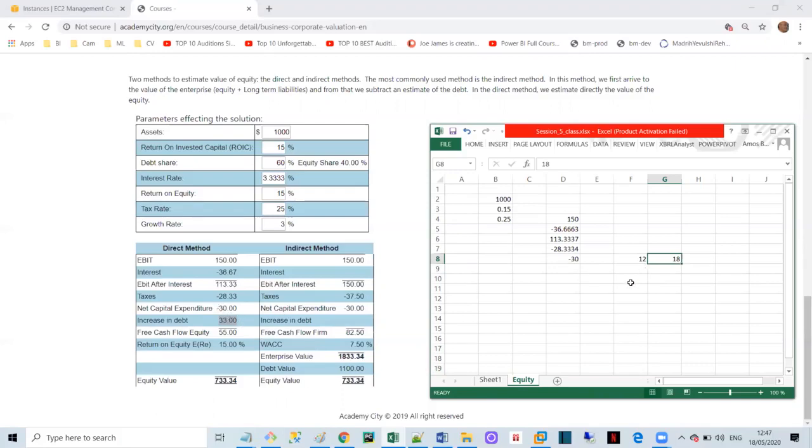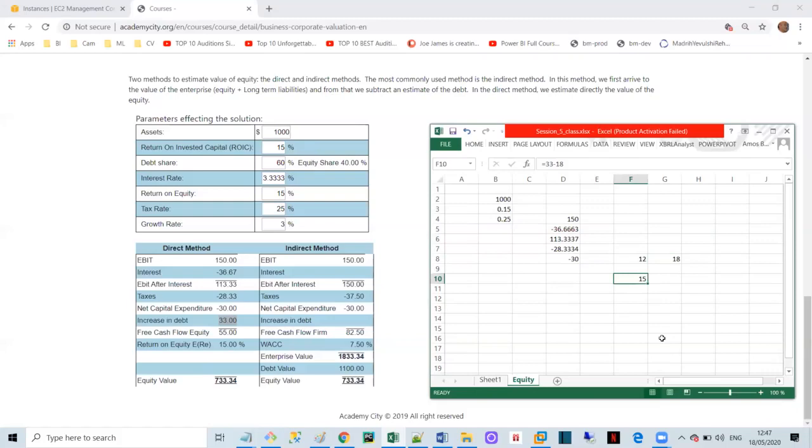So if I take 33, if you got lost, don't panic. That's normal. You should be lost. It's not easy stuff, okay? So 18 is the amount that the debt holders have to contribute in order for the company to invest 30 to increase the assets by 3%. Okay? The other 15, anybody want to guess what the other 15 is?